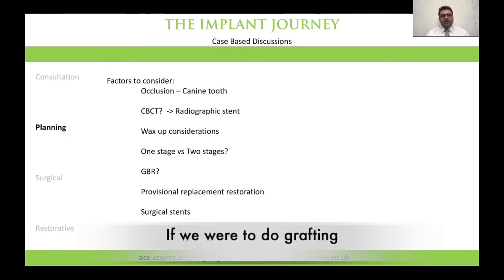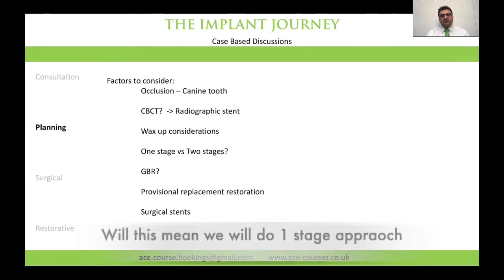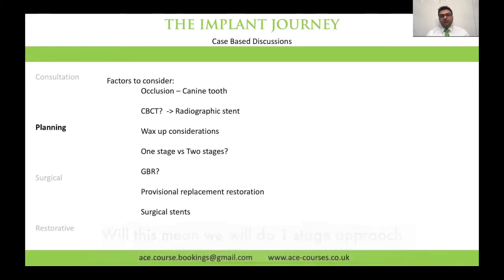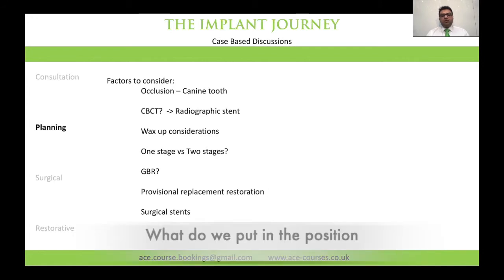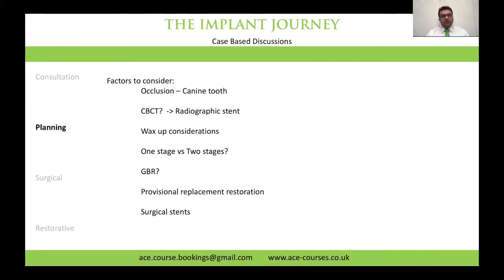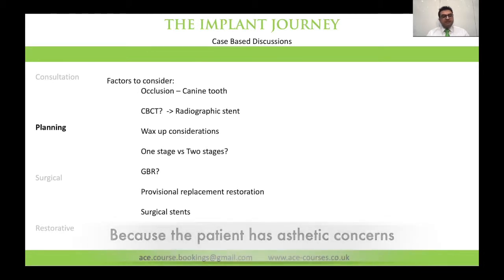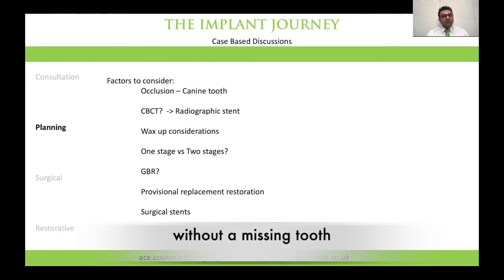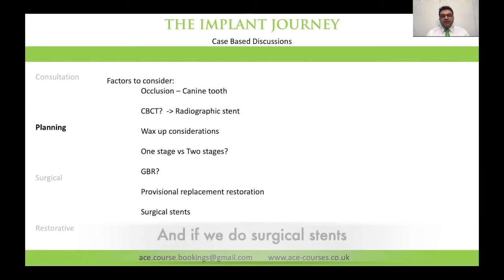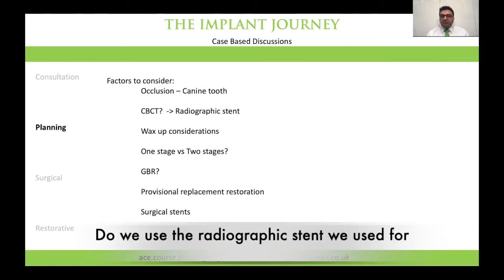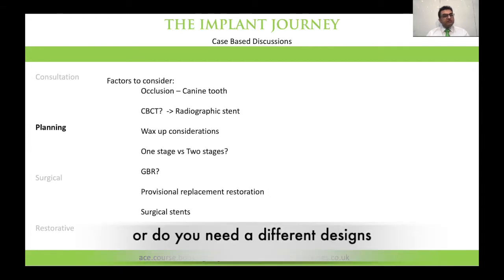If we were to do grafting, where is the grafting going to happen? And would this then mean we do a one-stage approach or a two-stage approach? What do we put in the position of the missing deciduous canine tooth? Because the patient has aesthetic concerns and does not want to stay without a missing tooth. And if we do order surgical stents, do we use the radiographic stent we used for our surgery? Do we need different designs?